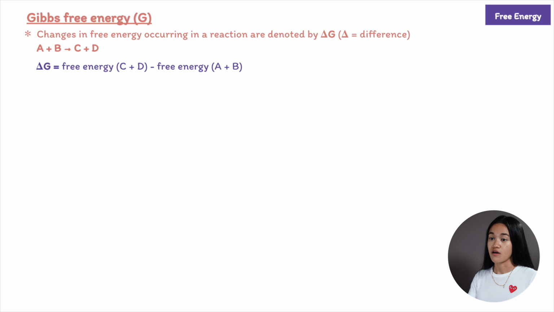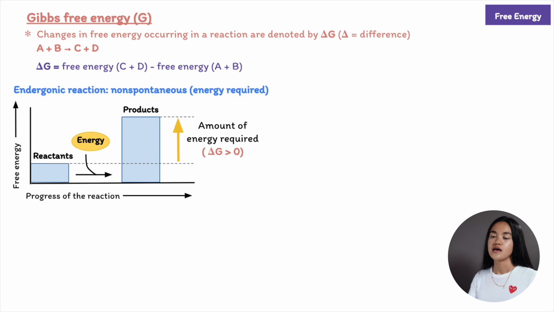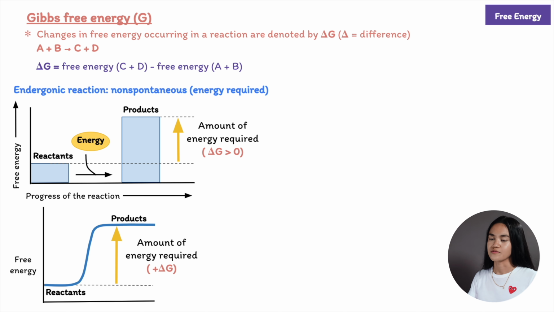If the products of a chemical reaction have more free energy than the reactants, then delta G is positive, and we need an input of energy to drive the reaction forward. These reactions are not spontaneous and are called endergonic, okay? Here's another way to draw this out.